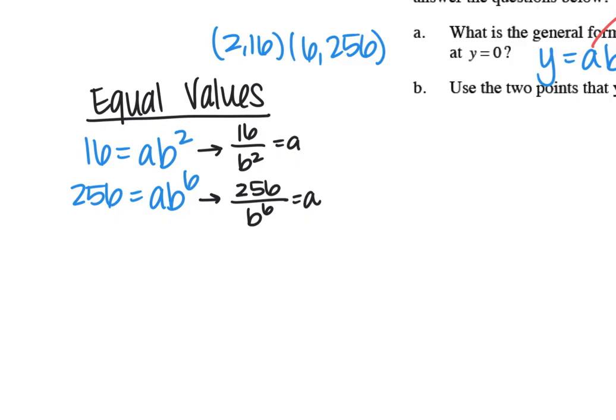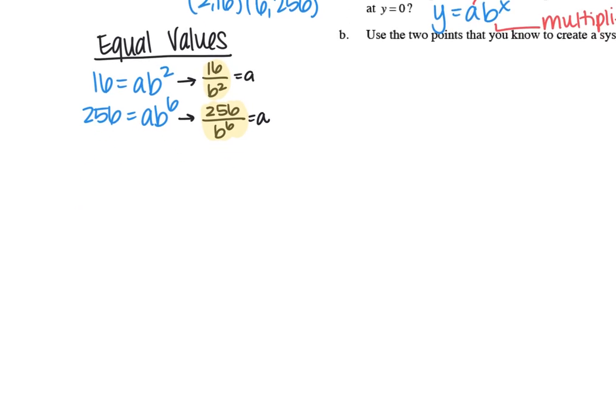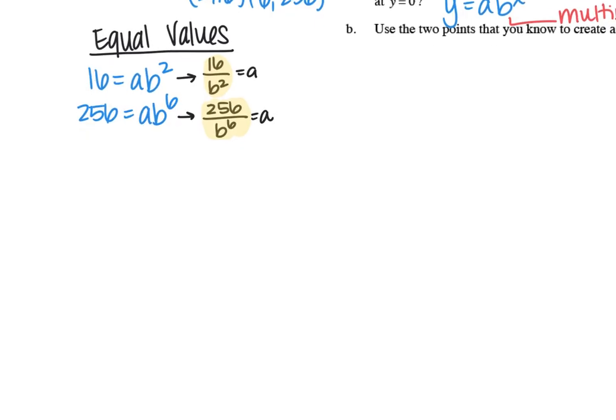I now have two things that are set equal to the same variable. It's just like when we have y equals and y equals. So if this value here is equal to a and this value here is equal to a, then those two values in fact must be equal to each other. So I'm just going to set them equal to each other and then we're going to solve from there. So I've got 16 over b squared equals 256 over b to the 6th.